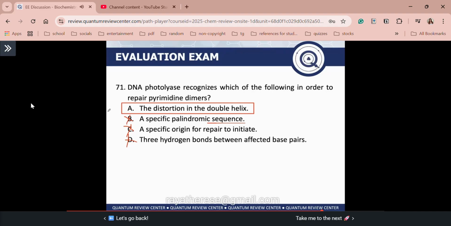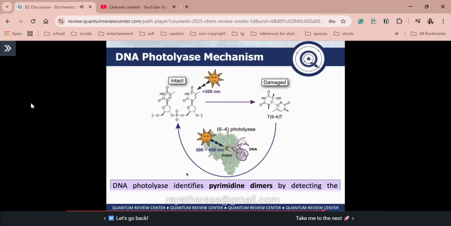Yes. Again, class, pyrimidine dimers are caused by your UV light, right? And of course, it will induce your pyrimidine dimerization, and that's a distortion in your double helix. And that's the mechanism of DNA photolyase. It recognizes those distortions or bulky structures in your DNA. Alright, so again, class, this is the specific diagram. So your DNA photolyase will identify pyrimidine dimers by detecting the distortion or the damage in your DNA helix. So again, it's not sequence specific or bond specific. Alright, so class, let's proceed with our item number 72.